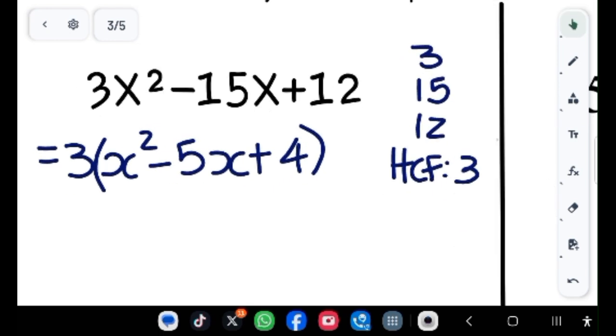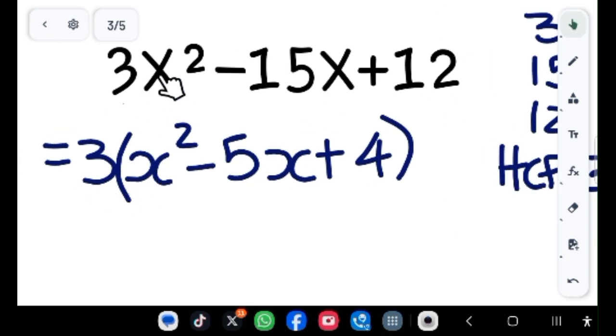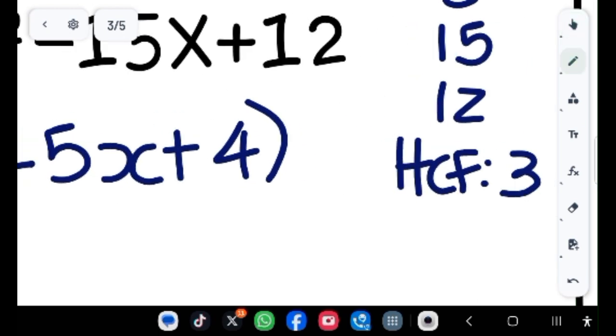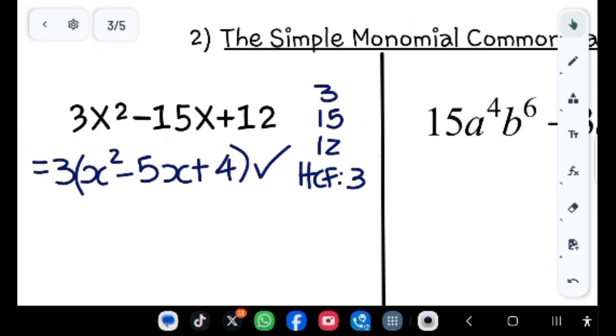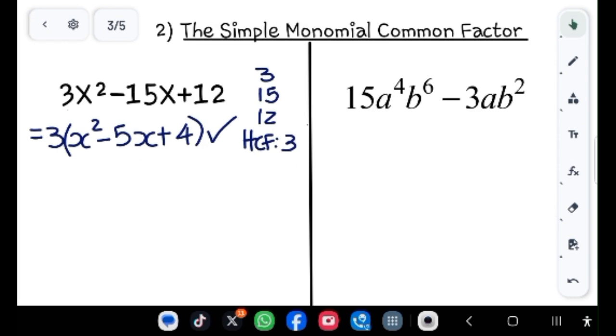Notice the signs, they must match. 3 times x squared, that's 3x squared. 3 times negative 5x, that's negative 15x, and then 3 times 4 is 12, and it takes you back to the original. That's how you check. You can multiply out your own way.